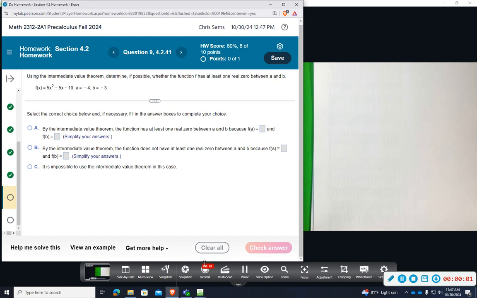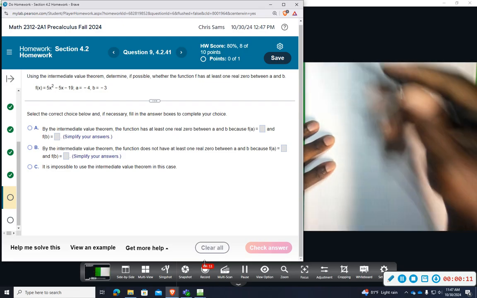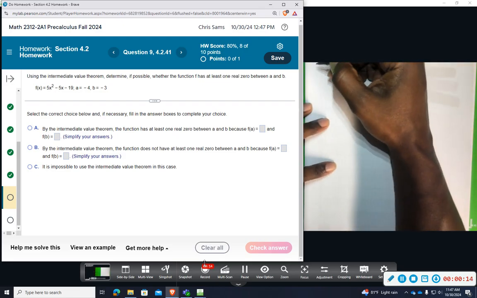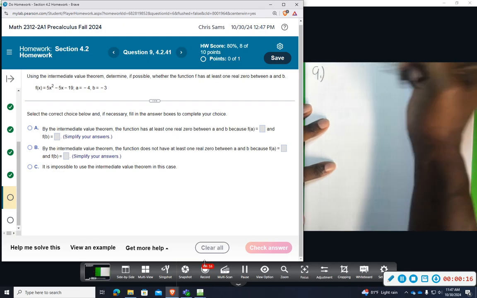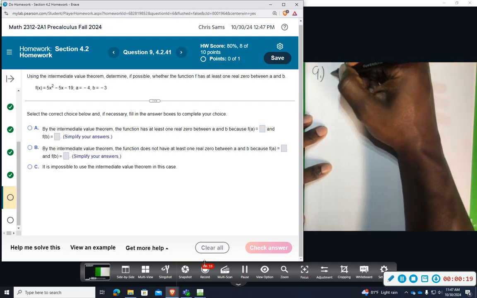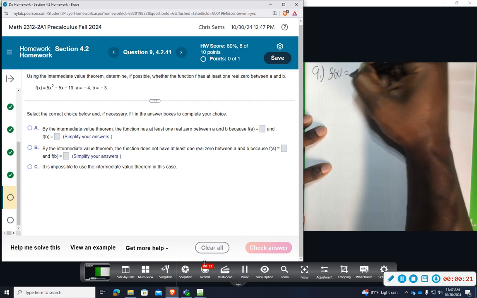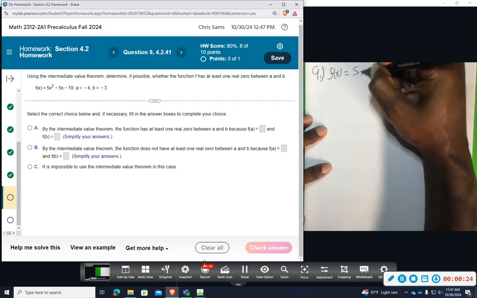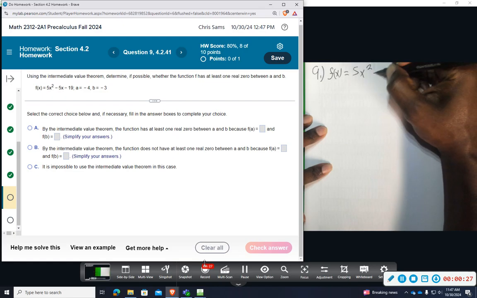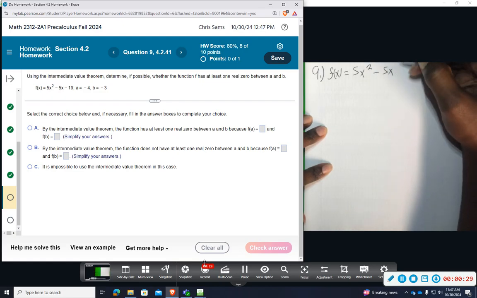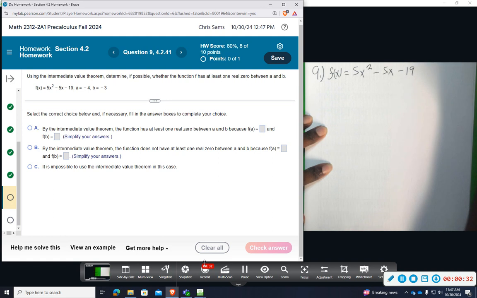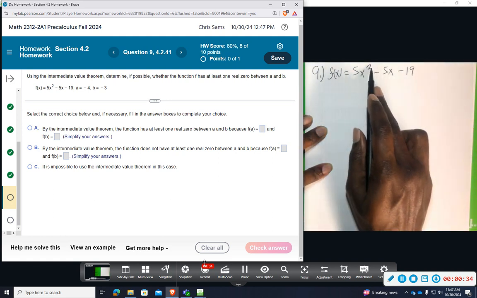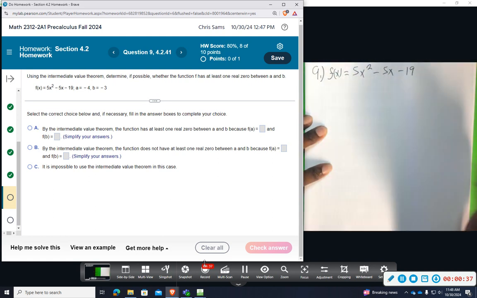All right, number 9. We're going to use the intermediate value theorem to find out if there's a 0 between -4 and -3. So again, I'm going to do this with synthetic division, the way I ended the last problem. Number 9, we have f of x is equal to 5x squared minus 5x minus 19. I got 2 as my highest exponent, so 2, 1, 0, got all my terms.